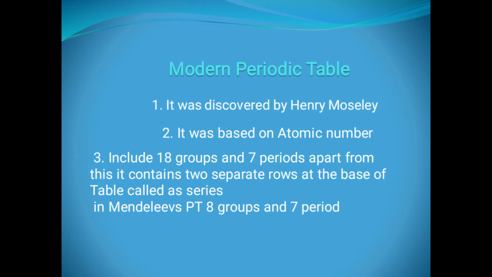Apart from this, it contains two separate rows at the base of the modern periodic table, which are called series. Remember one thing: in Mendeleev's periodic table, there are a total of 8 groups and 7 periods, and in the modern periodic table, there are 18 groups and 7 periods. This table is also called the long form of the periodic table.